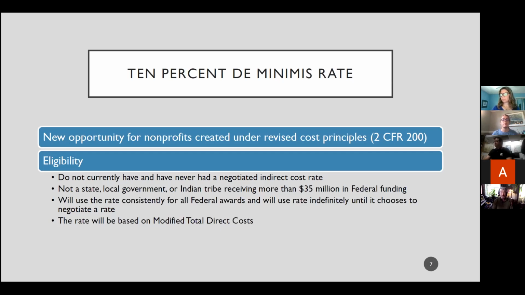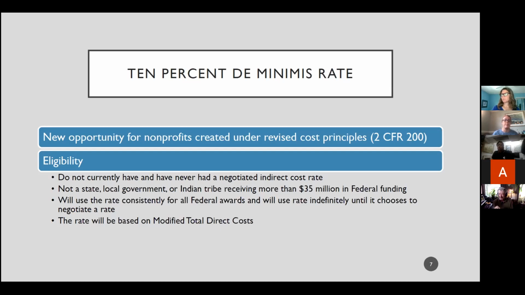So they're not saying you can't do it. They are basically saying, we understand you may need these costs to be able to have a viable organization and have adequate staffing. So in order to be eligible for the 10% de minimis rate, you cannot ever have had a negotiated indirect cost rate. So even if you're not using it now, if your organization ever had a negotiated indirect cost rate, you can't claim the 10% de minimis. If you are a state, local government, or Indian tribe, you can't receive more than $35 million in federal funding and claim the de minimis rate.